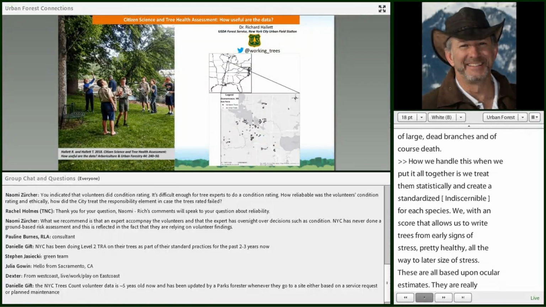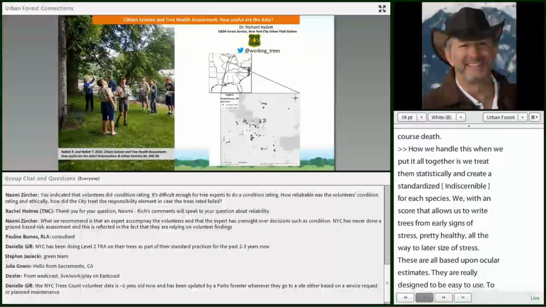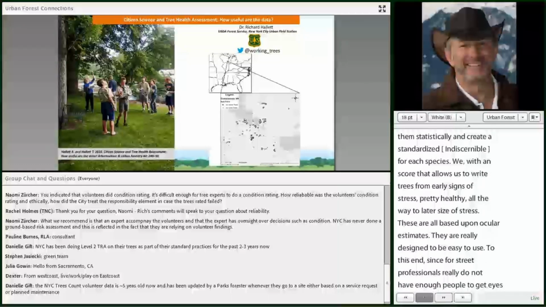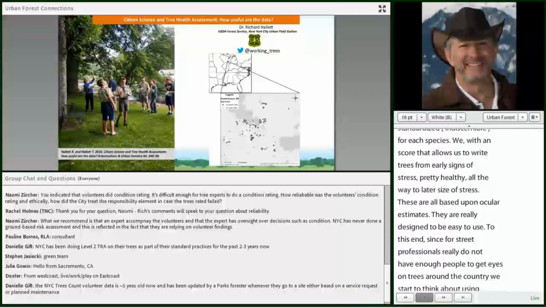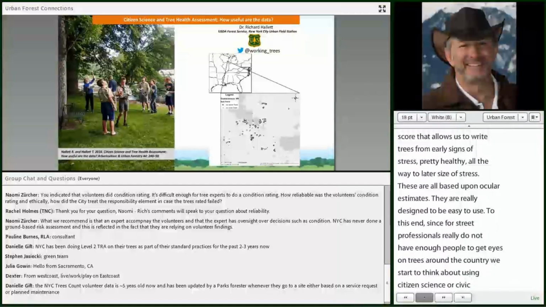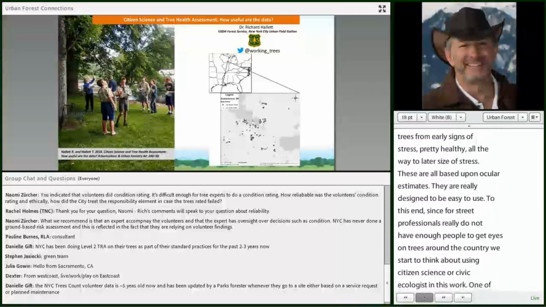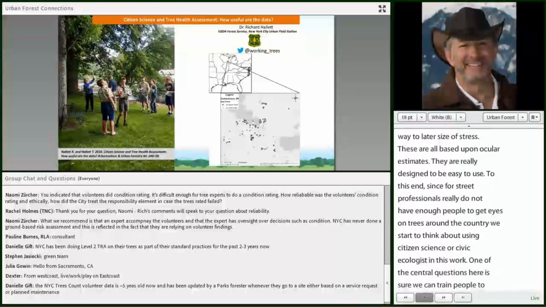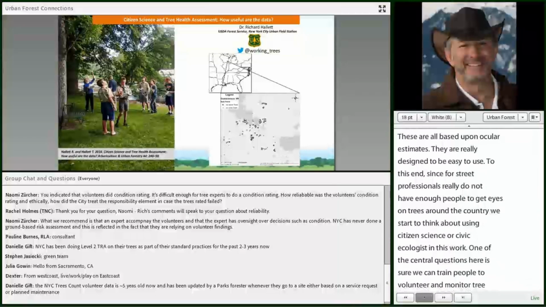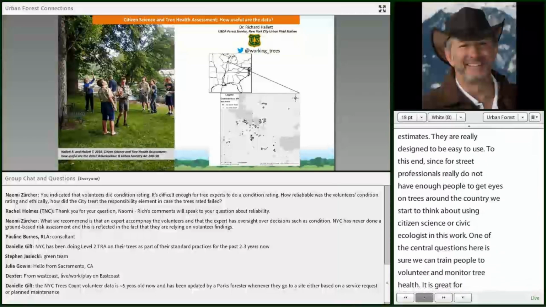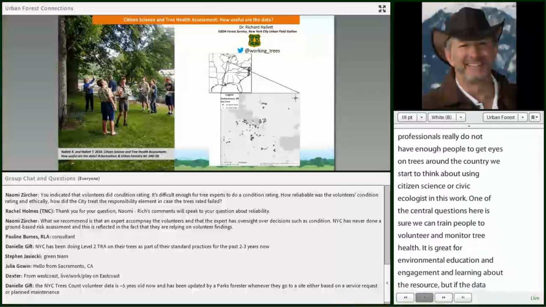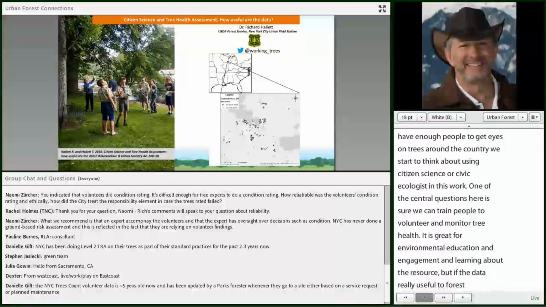To this end, since forestry professionals really don't have enough people to get eyes on trees around the country, we started to think about using citizen science or civic ecologists in this work. One of the central questions here, of course, is, sure, we can train volunteers to monitor tree health, and it's great for environmental education and engagement and learning about the resource. But is the data really useful to the forest managers? Can it be used to detect tree health problems and help get more eyes on trees around the country?